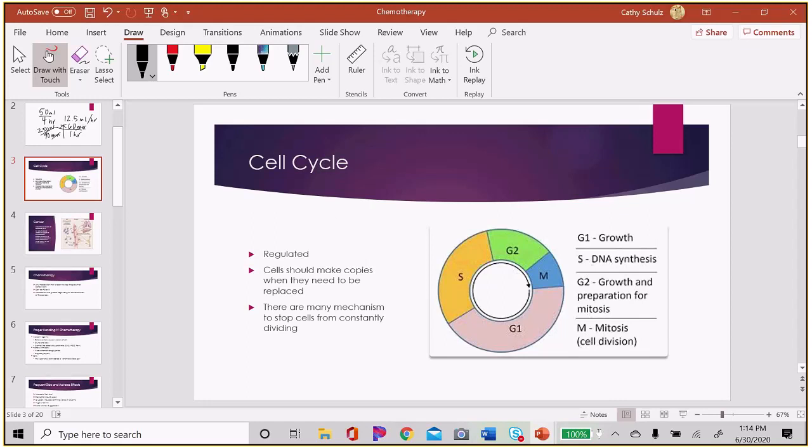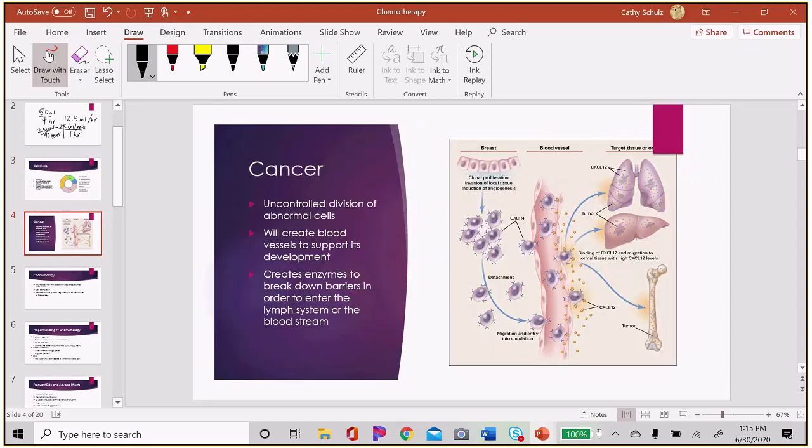We don't make more cells than are needed. There are lots of mechanisms that the body has in place to stop the overgrowth of cells, kind of based on how they're positioned. They're supposed to stay within their borders and they're not supposed to crowd out the cells that are next to them. So, what happens with cancer is that those normal mechanisms that the body has in place that stop cells from dividing abnormally are gone.